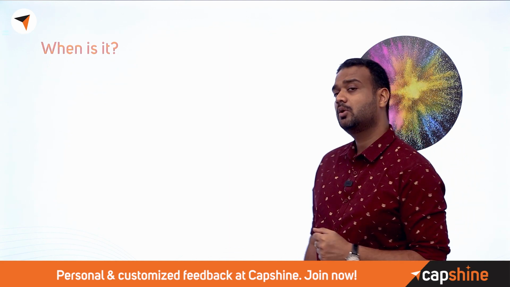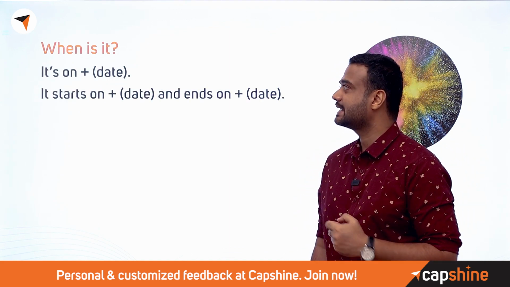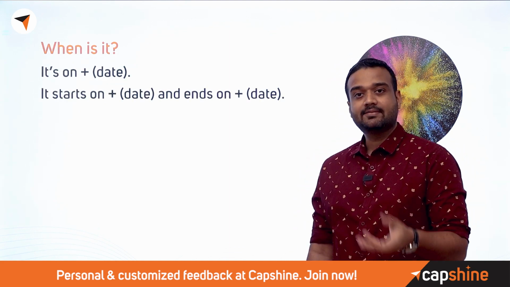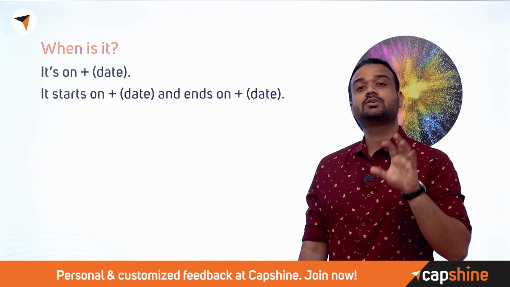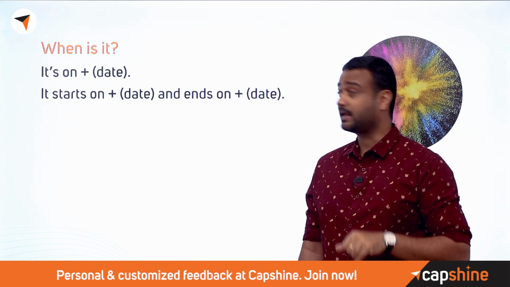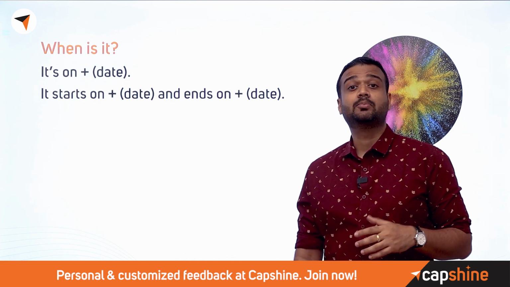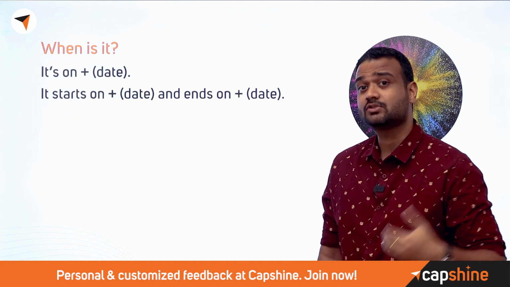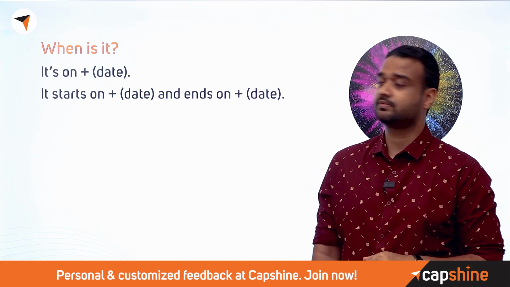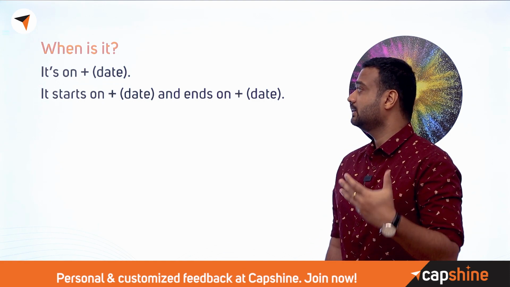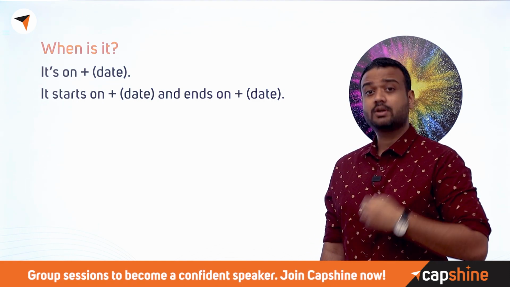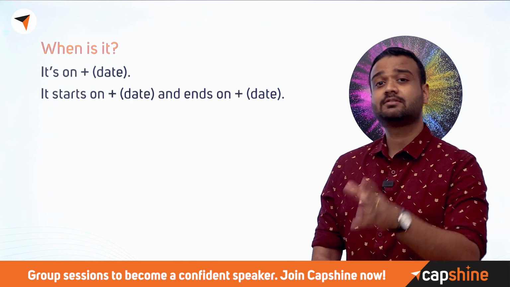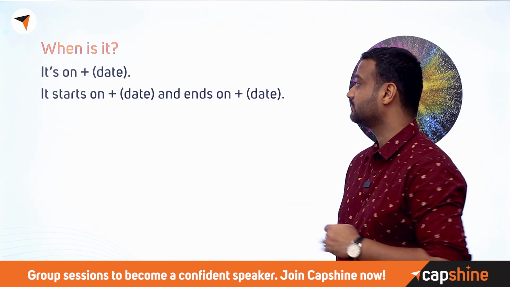You could have a follow-up question. When is it? When is it celebrated? It's on, and give the date. Or some festivals tend to last for a period of time. Like for example, Pongal lasts for a series of days, or Holi is celebrated over a course of days. It starts on the date and ends on that date. Or it starts on a particular date and lasts for the number of days that it lasts for.